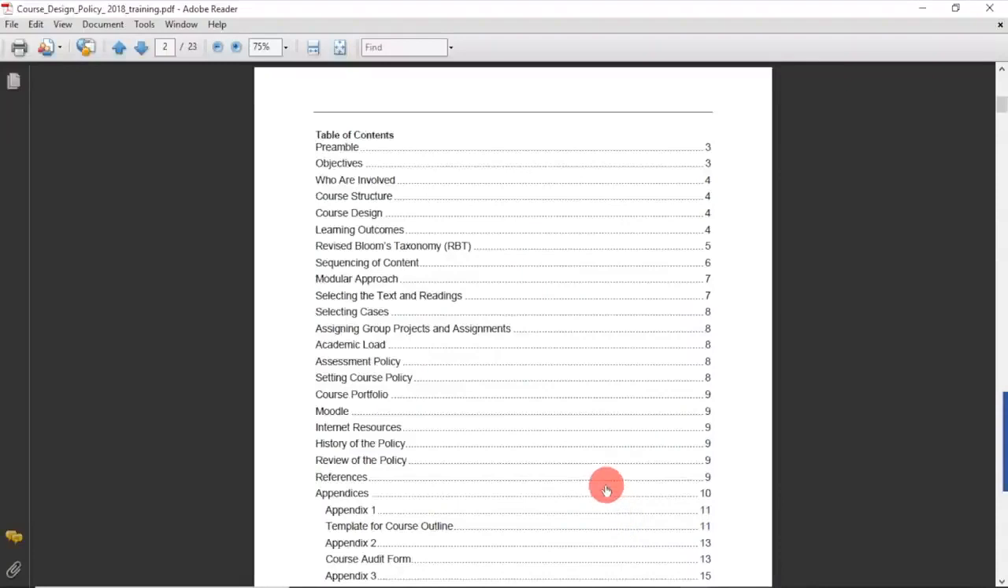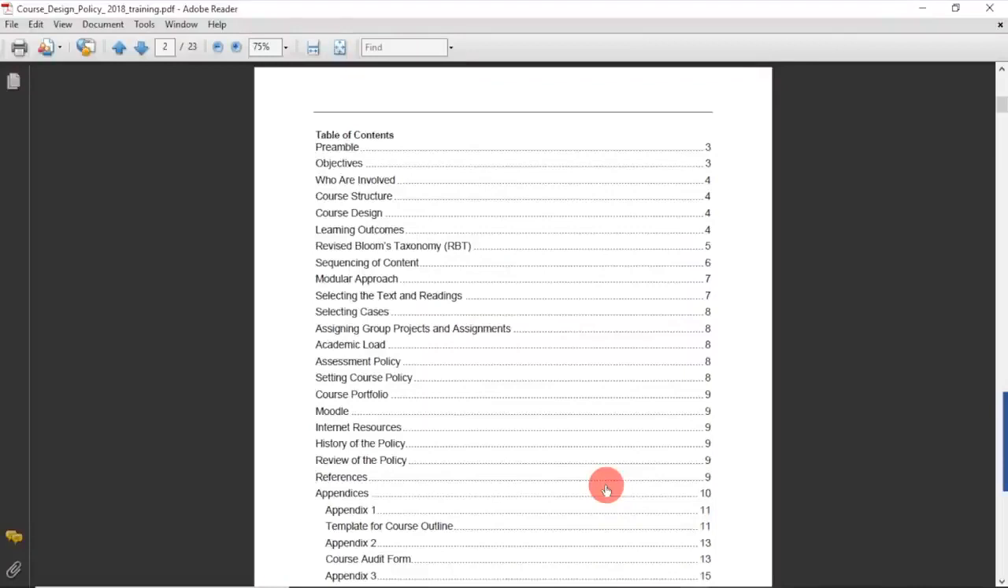Sequencing of content. We are following a modular approach. Some will follow a unit approach and some will follow a modular approach. So in this, we decided to follow the modular approach, selecting the text and readings, selecting cases, assigning group projects and assignments, what will be the academic load, what will be the assessment policy. This will be part of the next session.